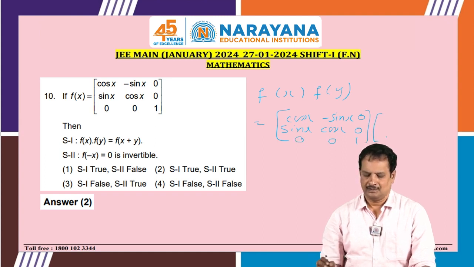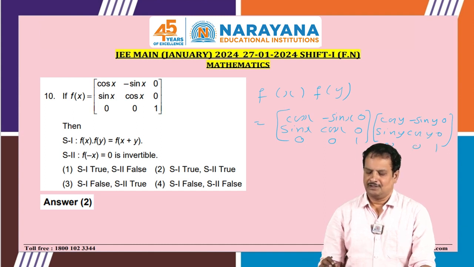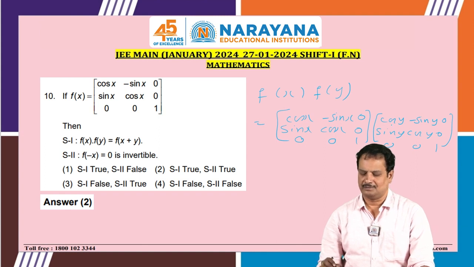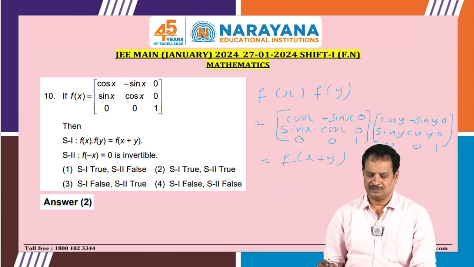Into f of y. Same way, this is cos y, minus sin y, 0; sin y, cos y, 0; 0, 0, 1. When you multiply these two, if you apply row by column multiplication, very clearly you'll be getting cos x into cos y, next minus sin x into sin y, and next plus 0. So that's very clearly cos of x plus y. So you are going to get exactly f of x plus y. So statement 1 is true there.